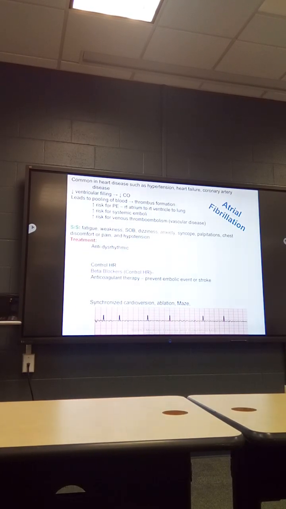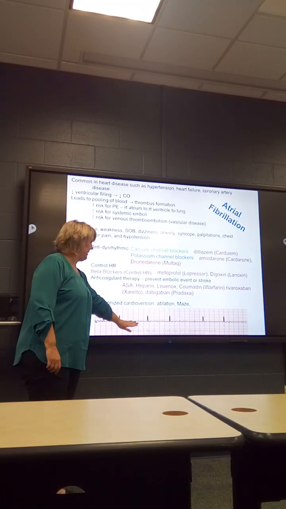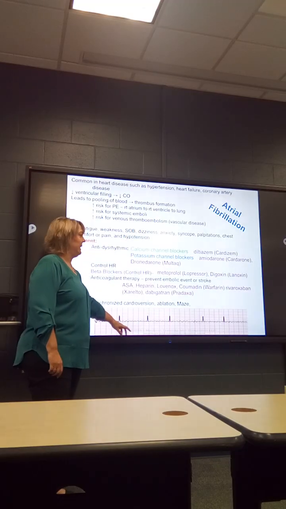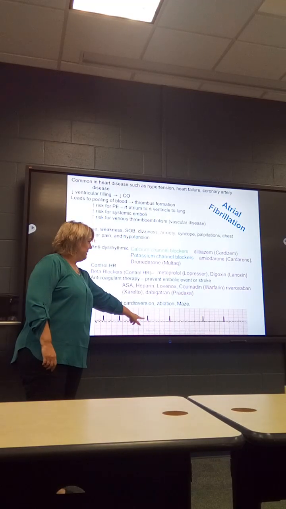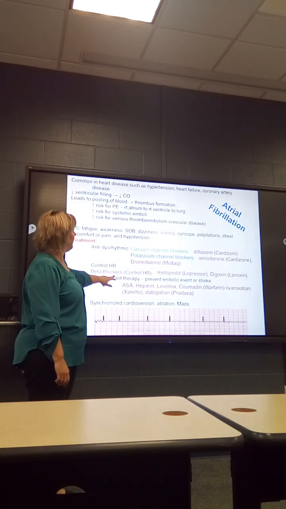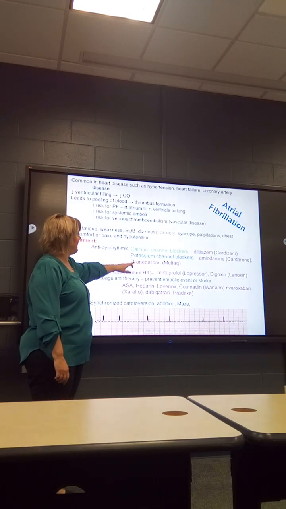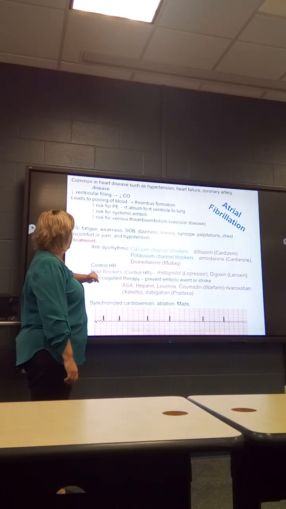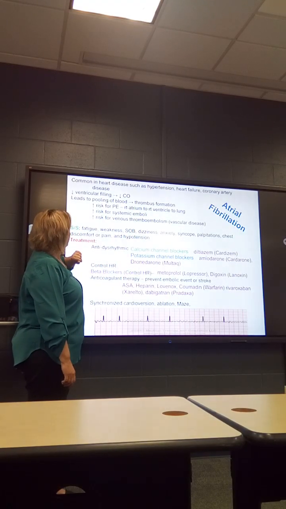AFib, I think most of you are okay with this. So AFib, we have that squiggly line, and then you see a QRS. This is not a good one because some people might look at that and think it looks like a letter, but it's really a squiggly line. So again, a blocker would work. So we got our calcium, potassium channel blockers, beta blockers.